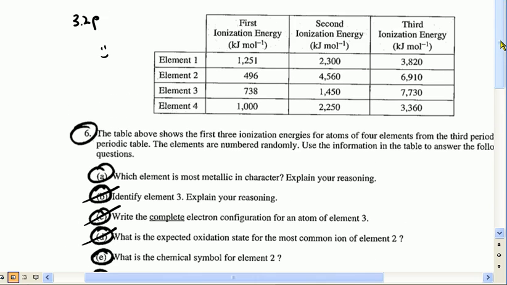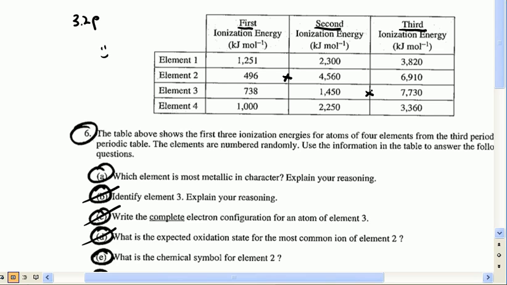So whenever we look at an ionization energy chart where they give us first, second, and third ionization energies, we are looking for the big jumps. So let's first go through that. In element 1, we see some jumps, but none that are that large. In element 2, we see the big jump between the first and second ionization energy. In element 3, we see the big jump after the second and third ionization energy. And in element 4, we don't see any big jumps.